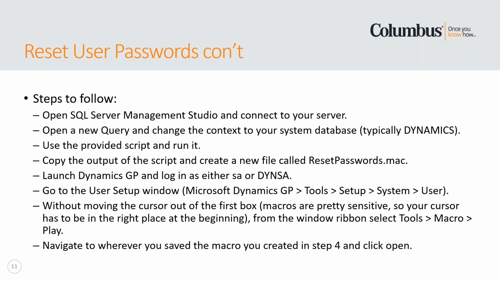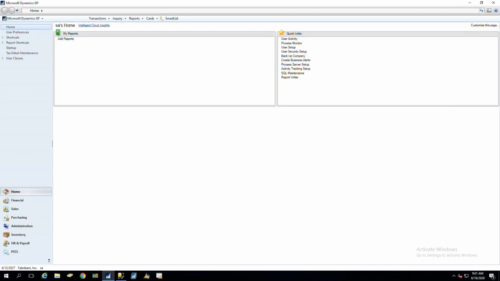So I'm just going to walk through these steps a little bit. We're going to use SQL Management Studio. This one will run off the Dynamics database. There is a script that we can provide on this, and I can provide the script to anybody who needs it if you want to email me afterwards. You copy the output of the script and create a new macro. You go into GP, run it, and it resets all the passwords. Let's take a look and see how that works.